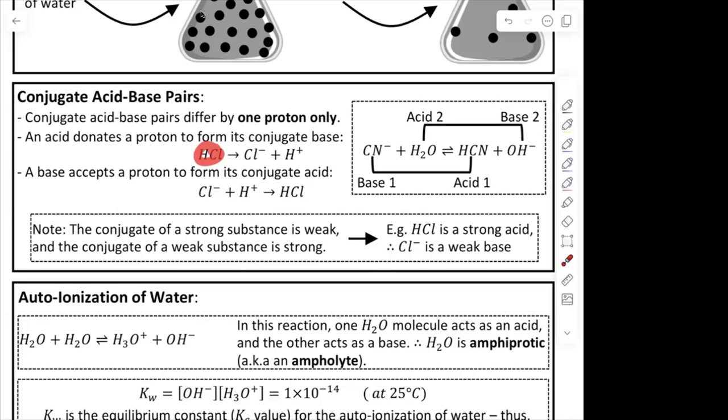So HCl becomes Cl minus plus H plus. If this is my original acid, the conjugate base is Cl minus, because HCl will give away the H. What is left of HCl is going to be the Cl minus. So the Cl minus is my conjugate base. And then again, a base will accept a proton to form its conjugate acid.